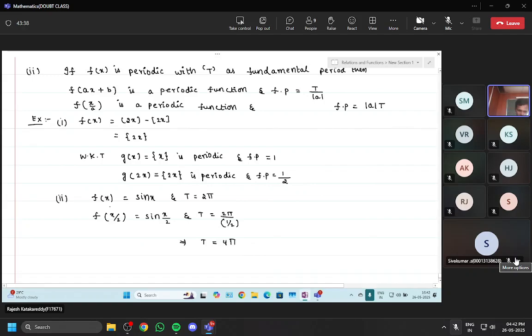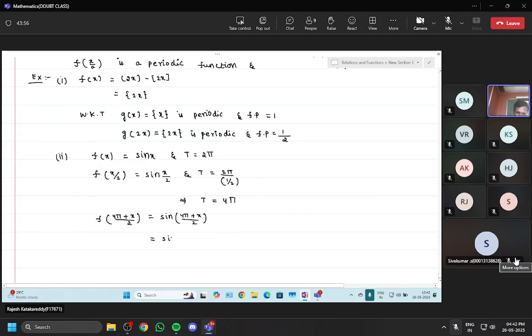If I'm replacing, how much is f of 4 pi plus x by 2? I need to do this. So this will be sine of 4 pi plus x by 2. So how much is this? This will be equal to sine of 2 pi plus x by 2, so 360 plus theta, it is sine x by 2. Clear? Understood? This is the second property. Any doubts in this? Now in the first property, when there is no change in the domain, the fundamental period won't change. When there is a change in the domain, there is a change in the fundamental period.